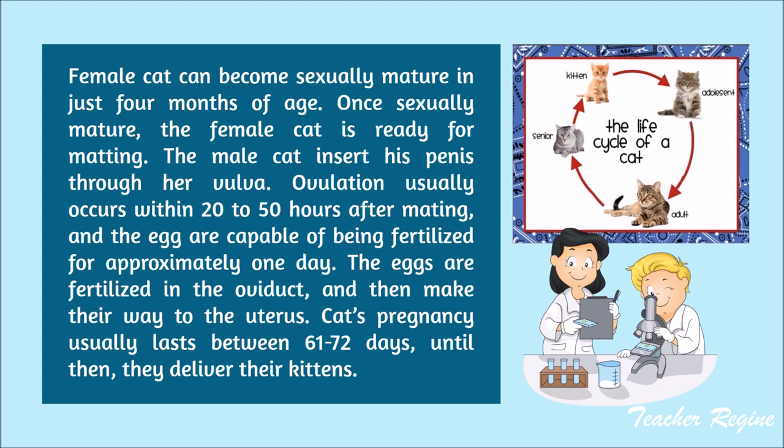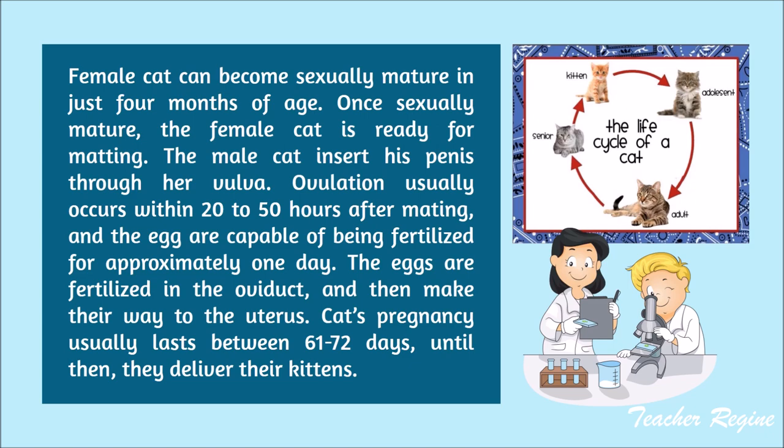For cats, female cat can be sexually mature in just 4 months of age. Once sexually mature, the female cat is ready for mating. The male cat inserts his penis through her vulva. Ovulation usually occurs within 20 to 50 hours after mating, and the egg are capable of being fertilized for approximately 1 day. The eggs are fertilized in the oviduct and then make their way to the uterus. Cats' pregnancy usually lasts between 61 to 72 days. Until then, they deliver kittens.